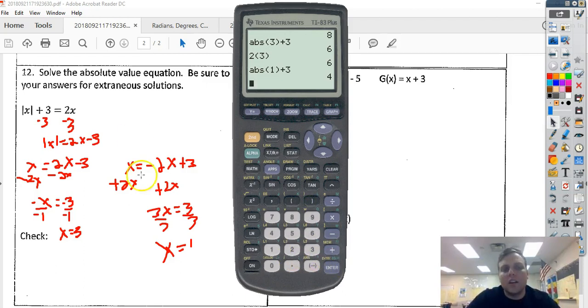Now hopefully you can already look at the future and see that this isn't going to work. But when you plug in a 1 for the other x, you get 2 times 1, which is 2. And these don't work. So this x equals 1 does not work. It is extraneous.